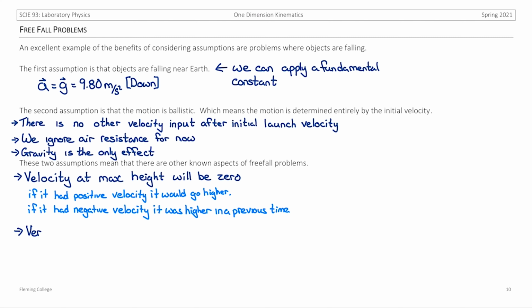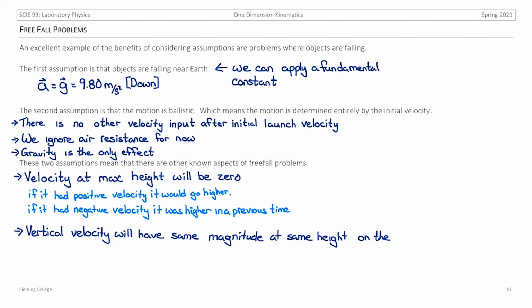Because the acceleration is always constant, the other thing we know is that if we consider both a trip up and down for an object in free fall, the vertical velocity will have the same magnitude at every height on both the way up and way down. So if I throw a ball up with a velocity of 5 meters per second, when it hits max height and comes back down, it will be traveling 5 meters per second when it gets back to the height I threw it from.